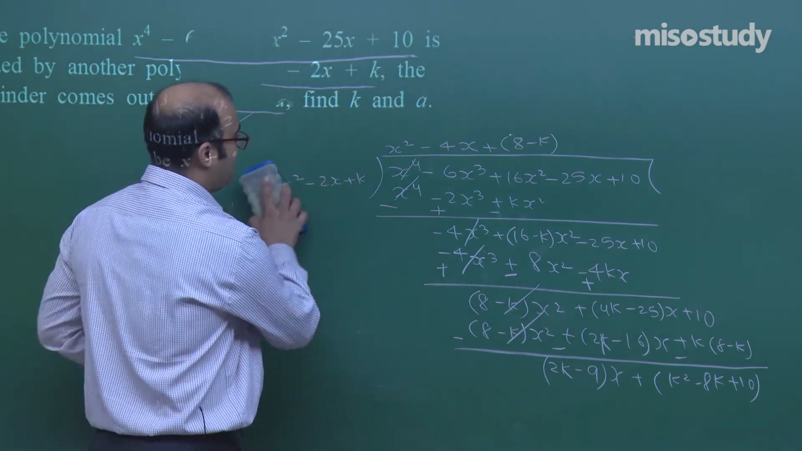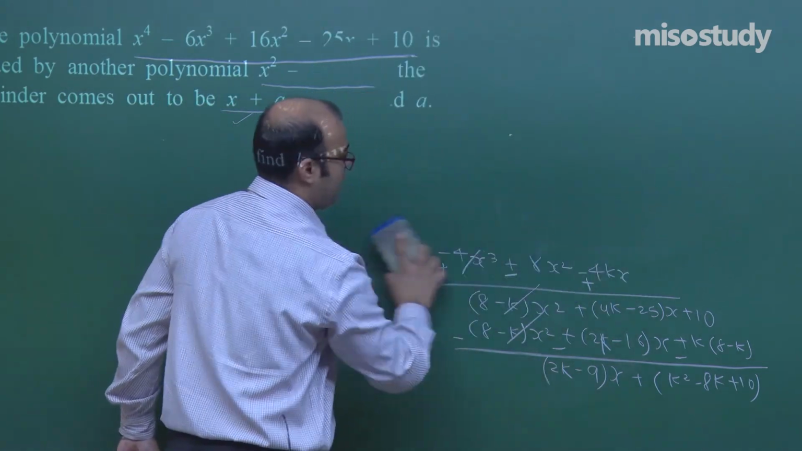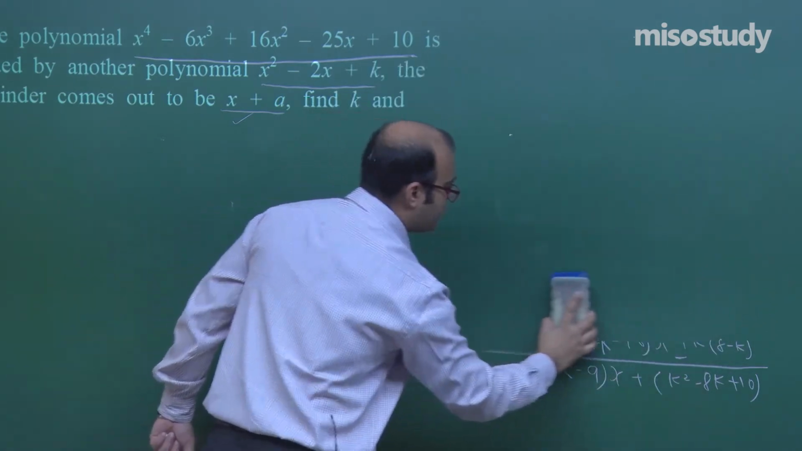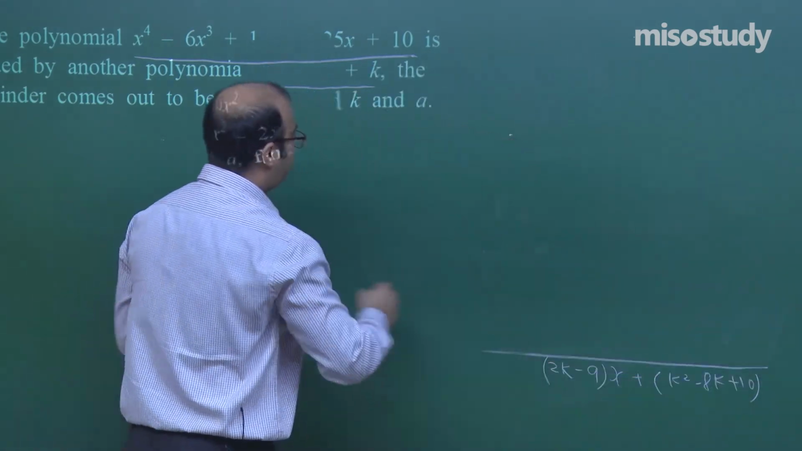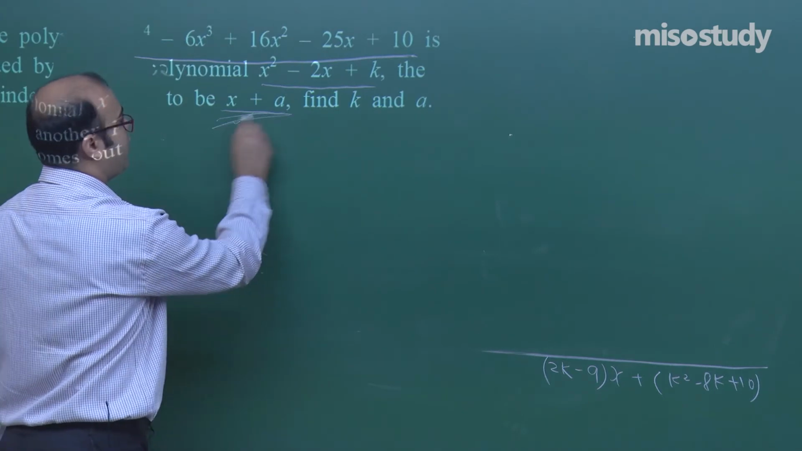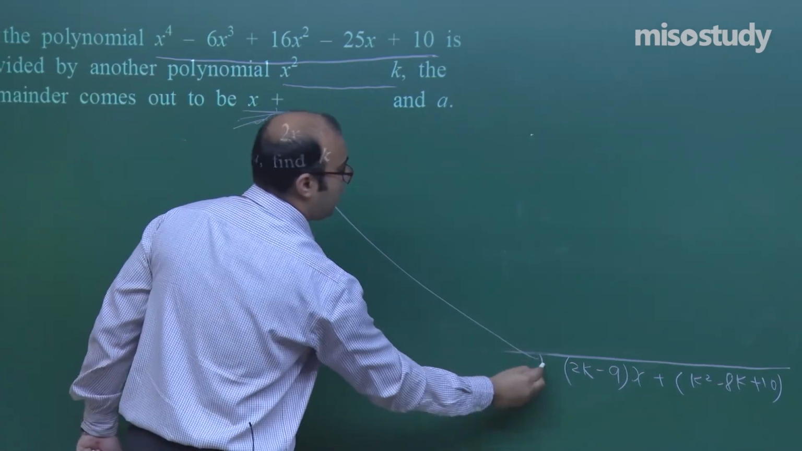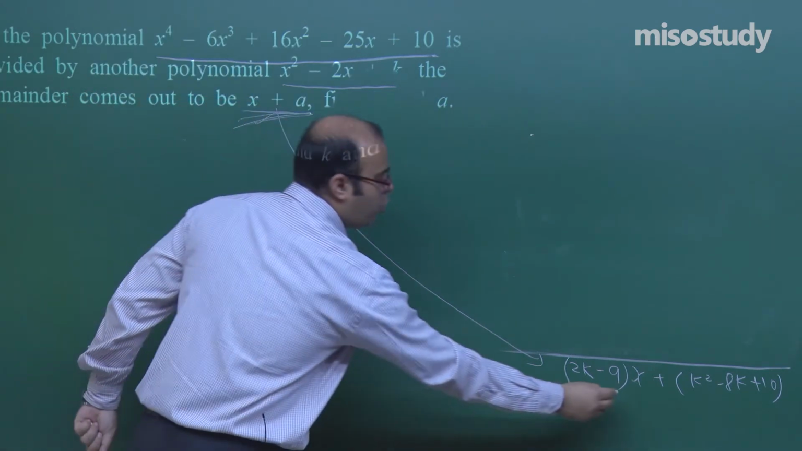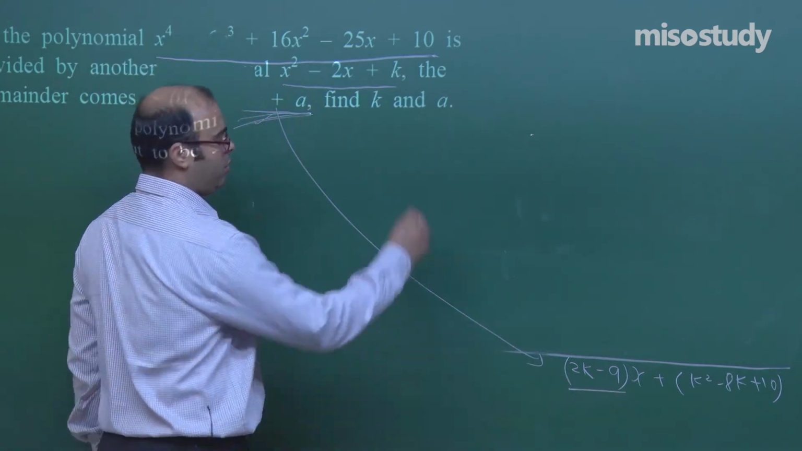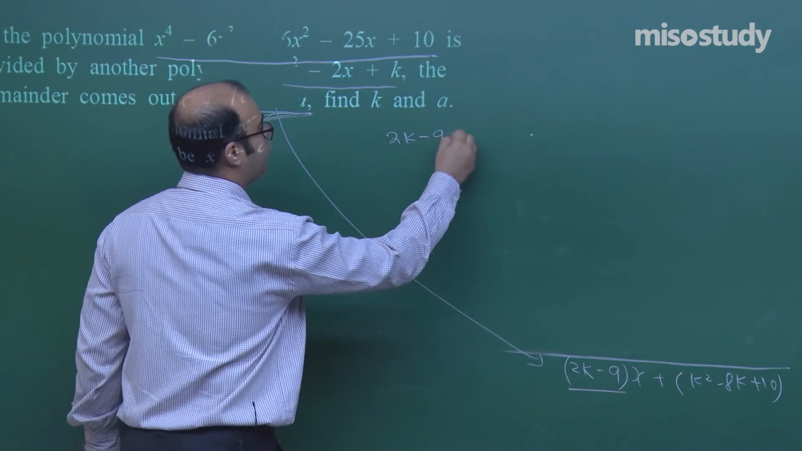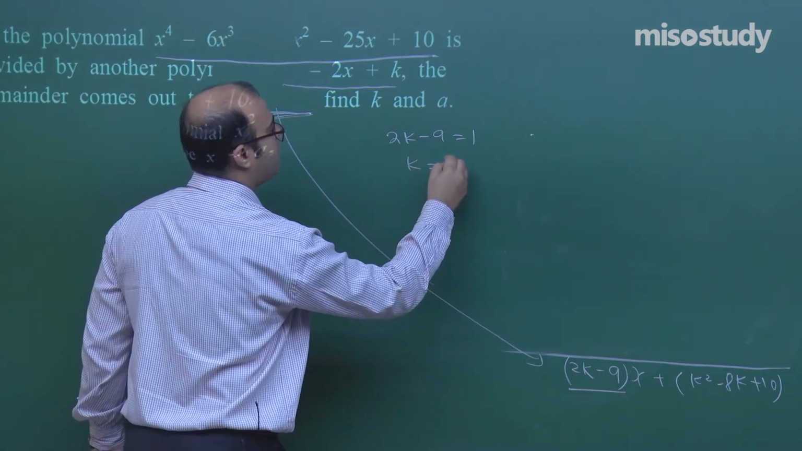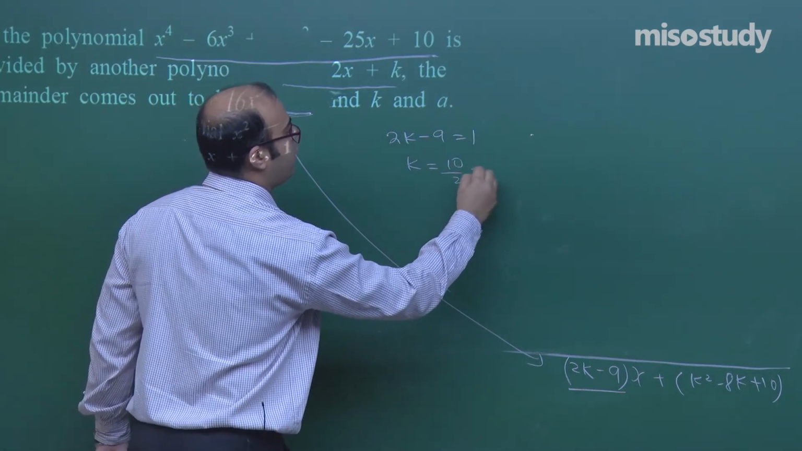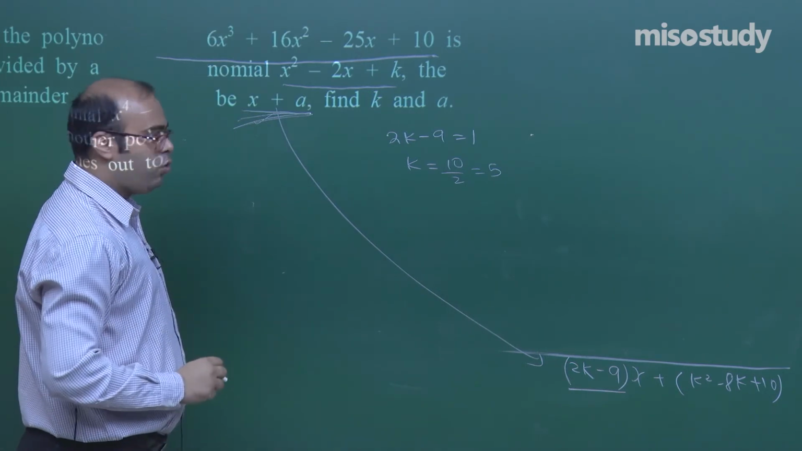Now, they are saying that this remainder is actually equal to x plus a. The remainder which we have got, that is equal to x plus a. So, both of these are equal, which means the coefficient of x is 1. So, the coefficient of x here should also be 1. So, 2k minus 9 should be equal to 1, which means k is equal to 1 plus 9, 10 by 2, that is 5. This is how we get the value of k.